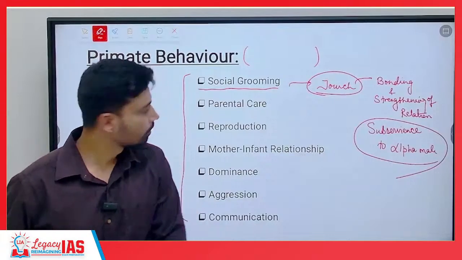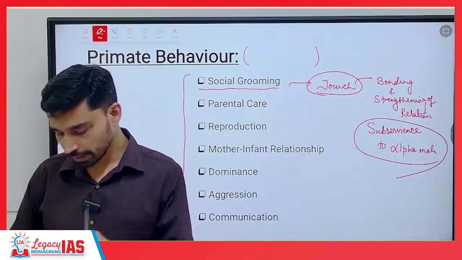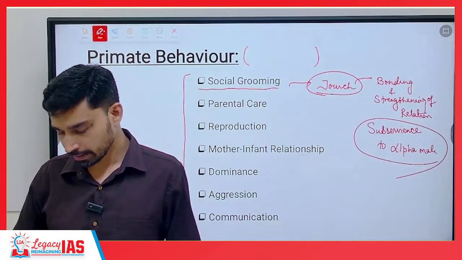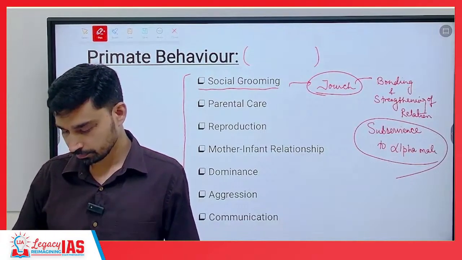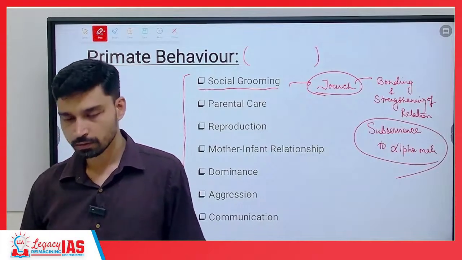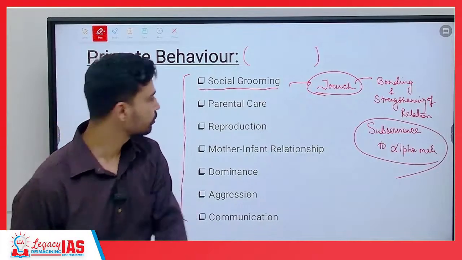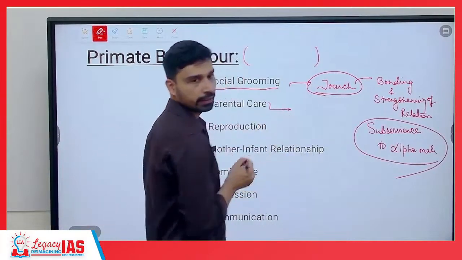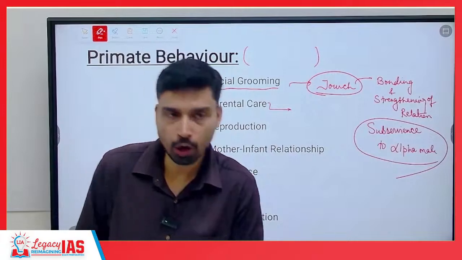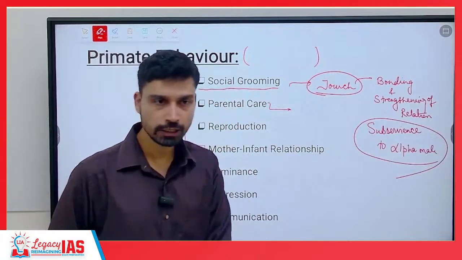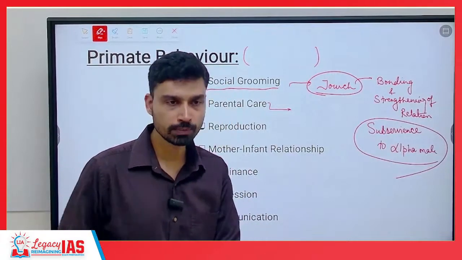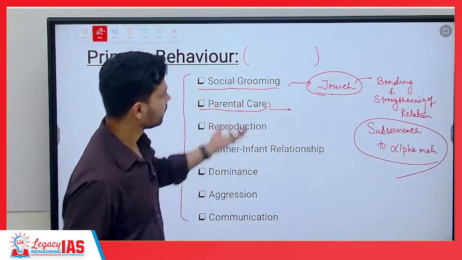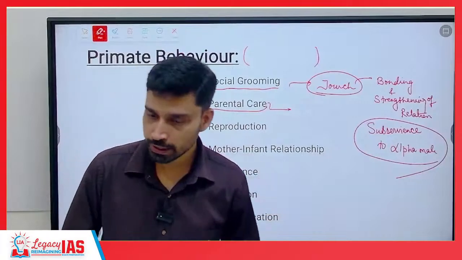Next is parental care, which is common in all humans as well as other primates. Parental care: we know that the child born to any primate is dependent on the mother for a very long period of time, because the brain is not fully developed to take care of itself independently. So that is why they require care of the parents, either for feeding purposes or for taking general care of it.